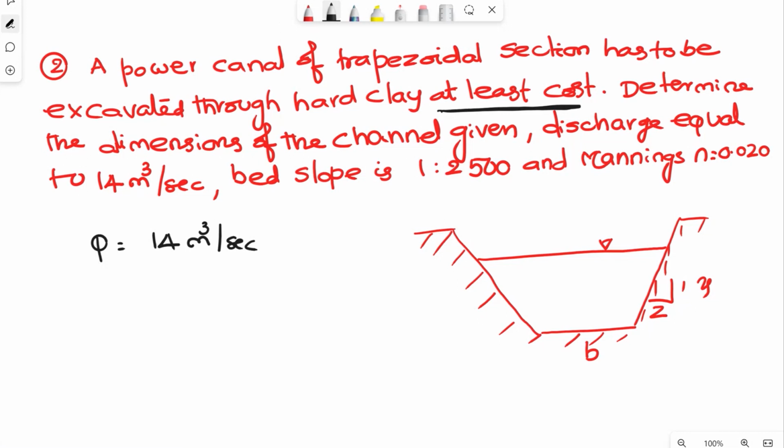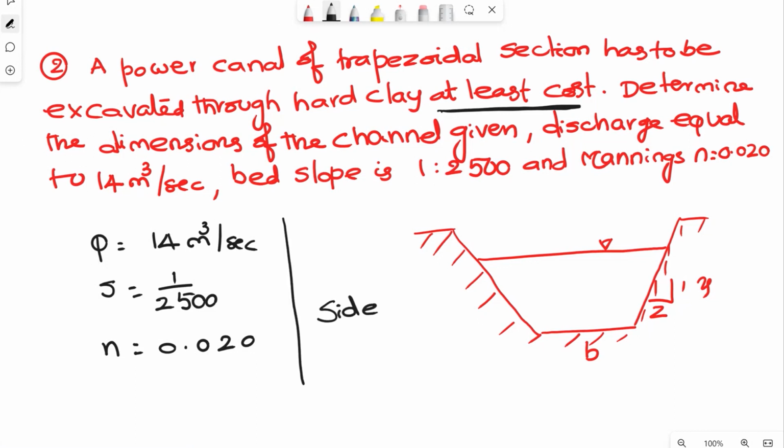Then what is the other thing? Bed slope is equal to 1 by 2000. So these are the two things. N is equal to 0.020. So these are the three things. If I see in this, nowhere is the side slope given. Please see, side slope is not given. Kindly write that down.